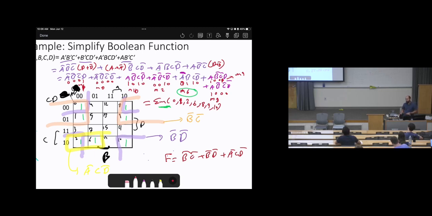So instead of using Boolean algebra equations or Boolean algebra theorems, we can use these Karnaugh maps. So the problem will be much easier. Okay, any question?